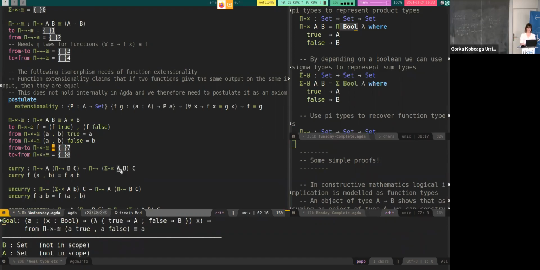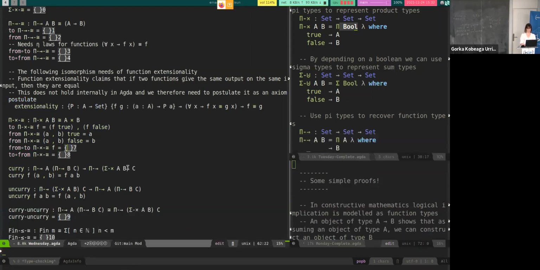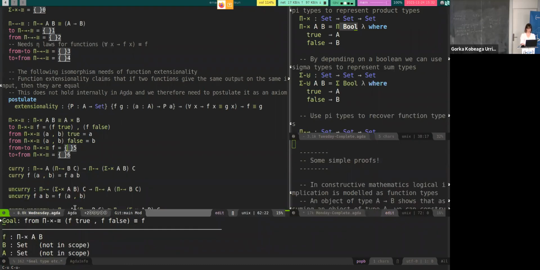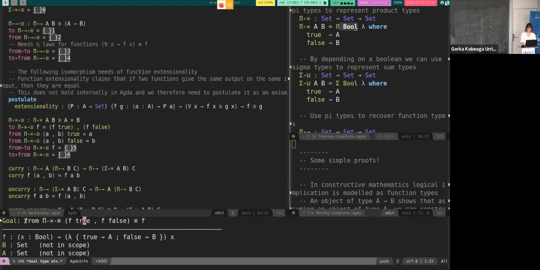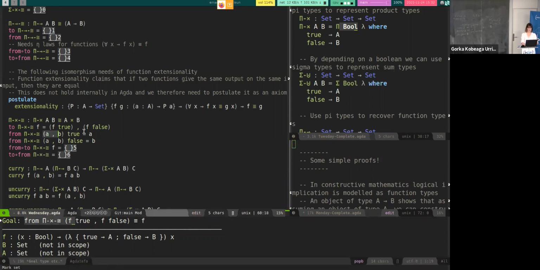In the first case, we get the function, and we need to prove that this function is actually the same as translating this thing into a function. And so we need to prove equality between two functions. And this is where we need extensionality, because otherwise we can't prove equality between functions. So we start saying extensionality.